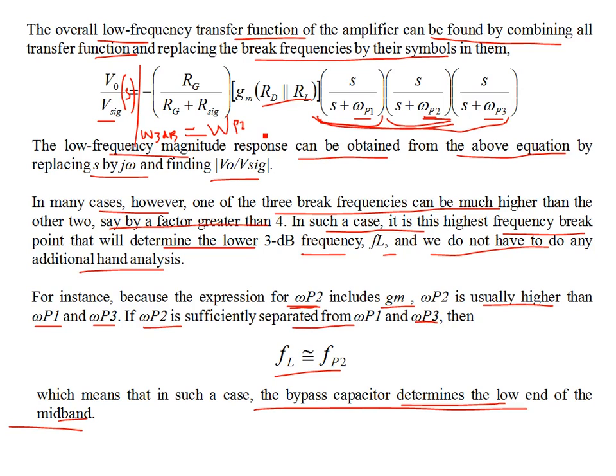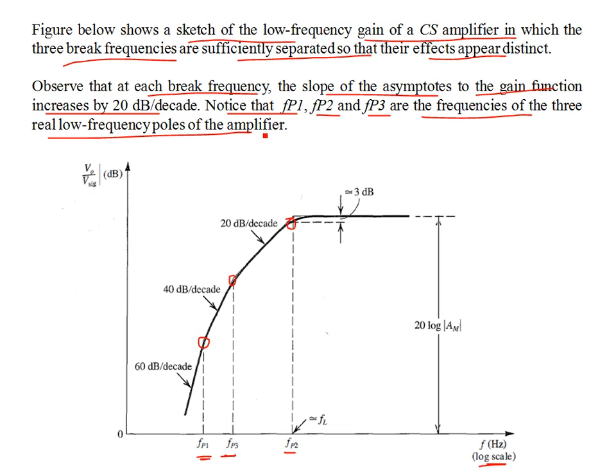And these poles determine the 3 dB frequencies as well, and they contribute 20 dB per decade for each pole, and this sums up with the other poles. For example, at FP1, you're going to have minus 60 dB per decade of roll-off. AM is the midband gain, which is about 0 dB, and FP2 determines the point where the midband gain falls to 3 dB of maximum.